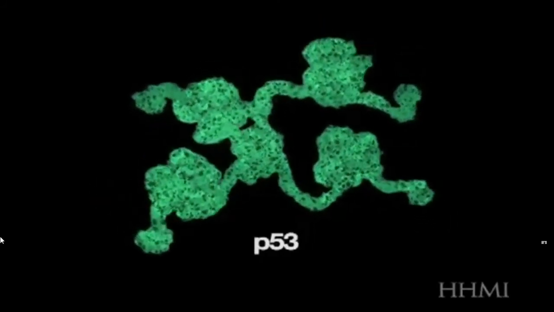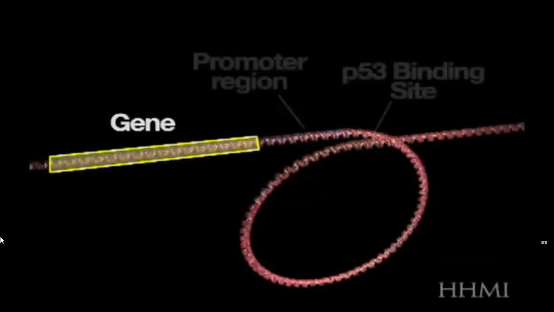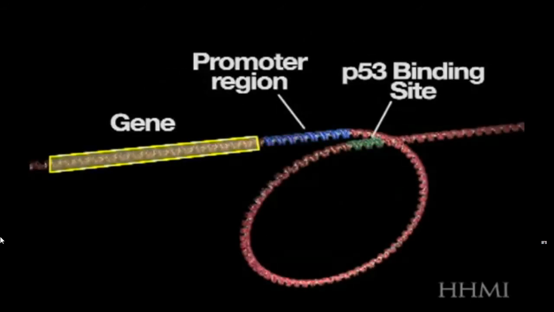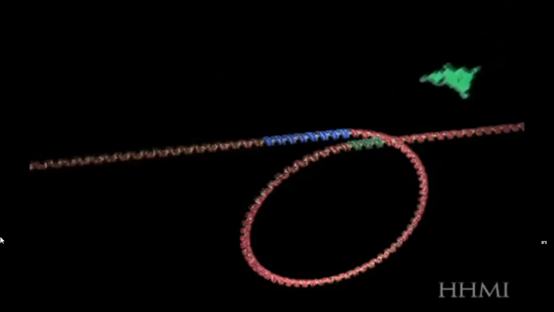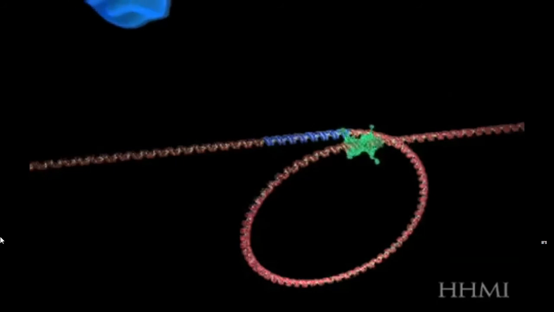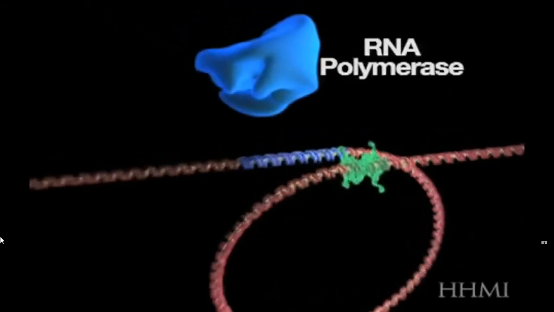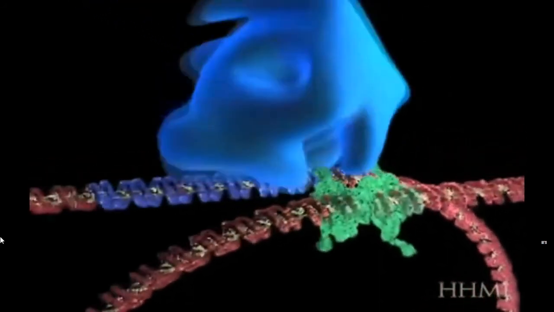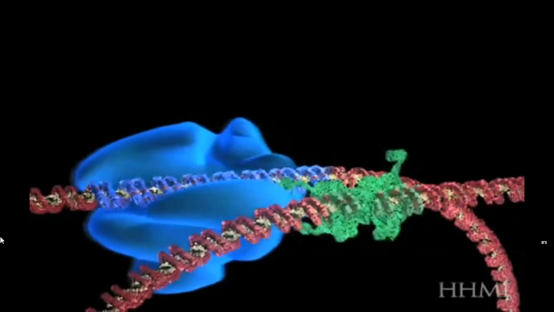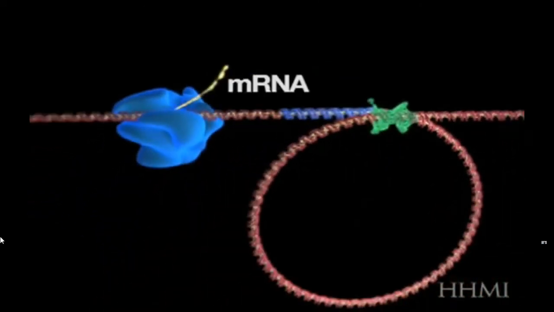The P53 molecule, a protein, binds to specific sequences adjacent to genes which it controls. There's a P53 molecule binding to its binding site. It recruits an RNA polymerase, not a DNA polymerase, that then makes RNA from these genes that it controls.